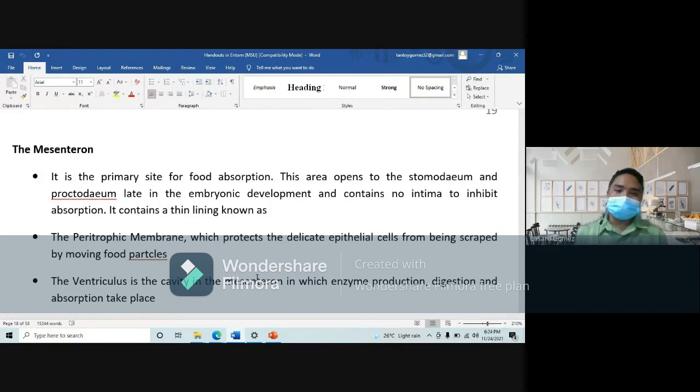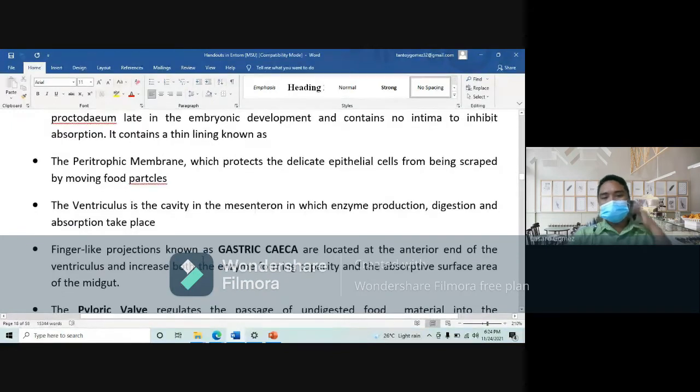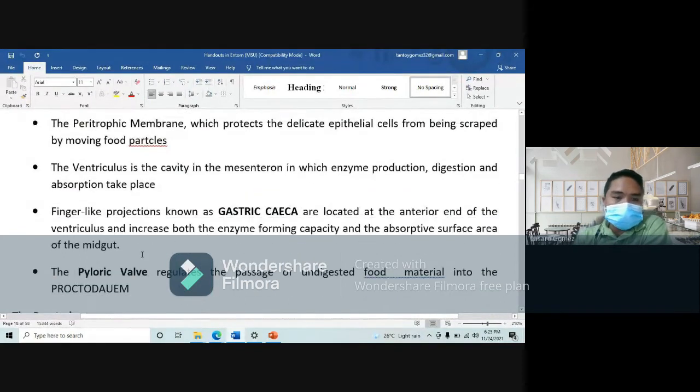It contains a thin lining known as the peritrophic membrane, which protects the delicate epithelial cells from being scraped by moving food particles. Okay, the ventriculus is the cavity in the mesenteron in which enzyme production, digestion, and absorption take place. Finger-like projections known as the gastric ceca, sa katong gipakita nako kagahapon sa picture. Okay, gastric ceca.